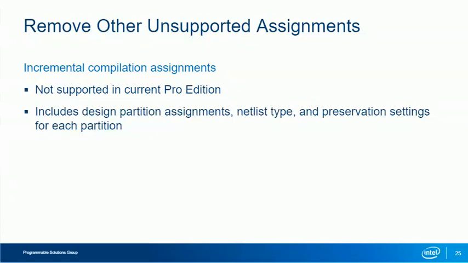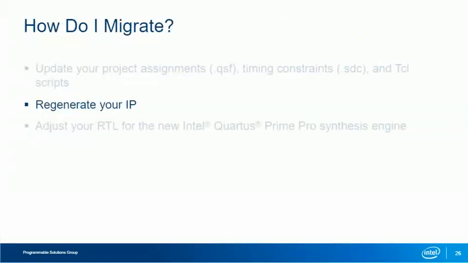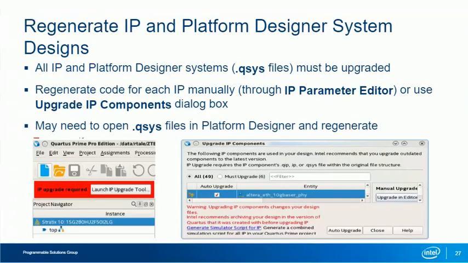Remove any assignments used to create design partitions, set the netlist type to be used for subsequent partition compilations, and any netlist preservation settings. The second step in the migration process is to regenerate all IP in the design. When moving to the Intel Quartus Prime Pro Edition, the files for all IP cores and Platform Designer system designs must be regenerated. When you first open a project in the Pro Edition created in another Quartus software product, if there are any IP cores or Platform Designer systems in the design, the top of the Project Navigator will indicate that IP upgrades are required.